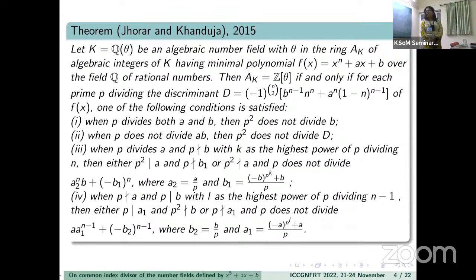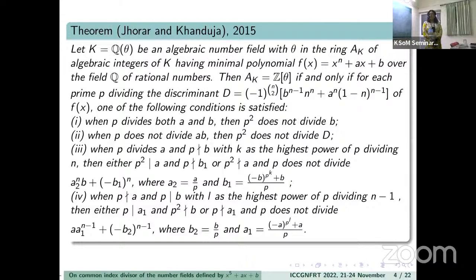So if we write k as the highest power of p which divides n, then either p divides a_2 and p square does not divide b_1, or p does not divide a_2 and p does not divide a_2^n b plus minus b_1^n, where a_2 is a by p and b_1 is minus b to the power p^k plus b by p.